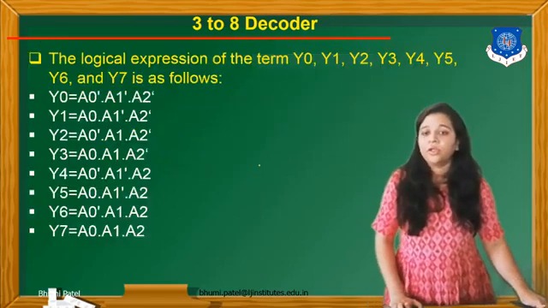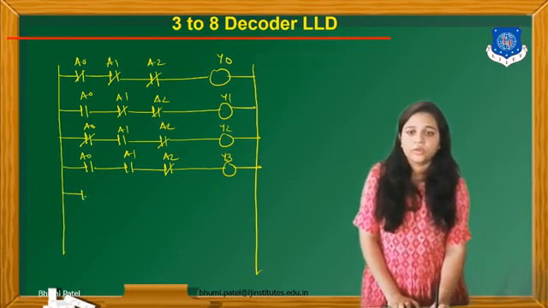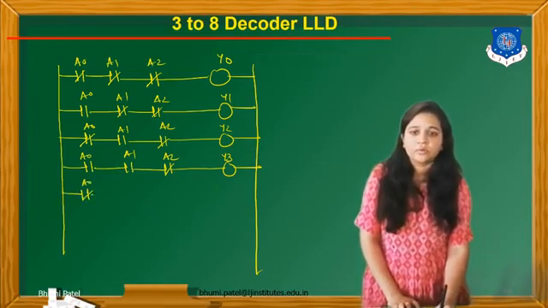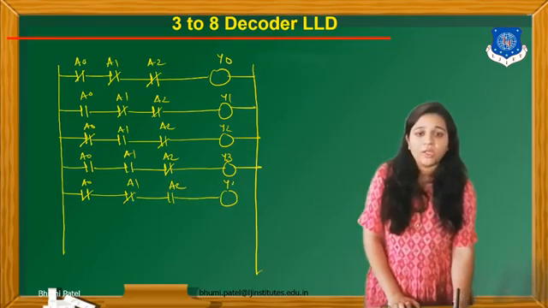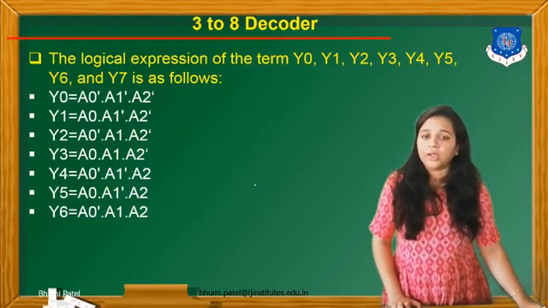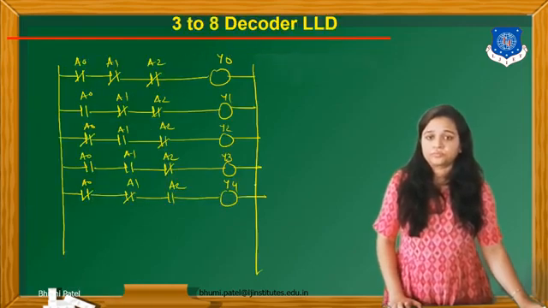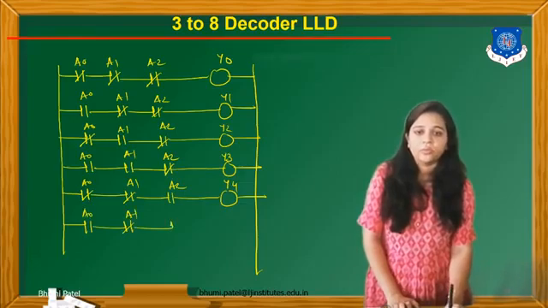Now for Y4: A0 dash, A1 dash and A2. Whenever the complement is there, we can put a normally closed contact, and wherever there is no complement, we can put a normally open contact. For Y5, it is A0, A1 dash, A2. This is for Y5.